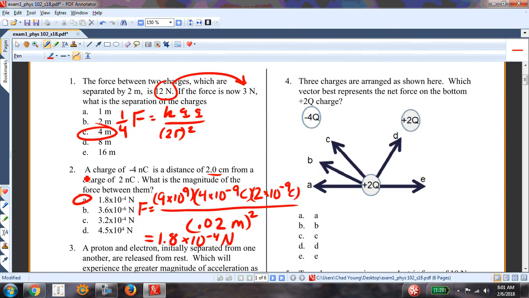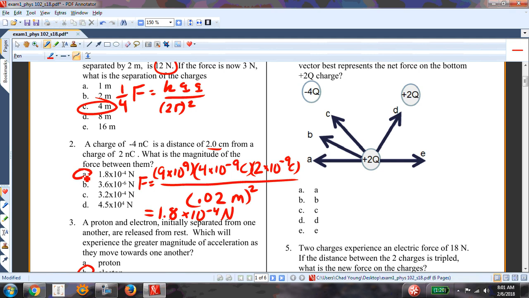3 charges are arranged as shown. Which vector best represents the net force on the bottom charge? Okay, well, my forces look like this. Due to these 2 charges, my force is in this direction. Due to these 2 charges, my force is attractive and twice that original force, so it looks like that. If the 2 forces were identical, it would be A. That is, if this vector and this vector were the same length, the answer would be A. But they're not, so the answer is B.